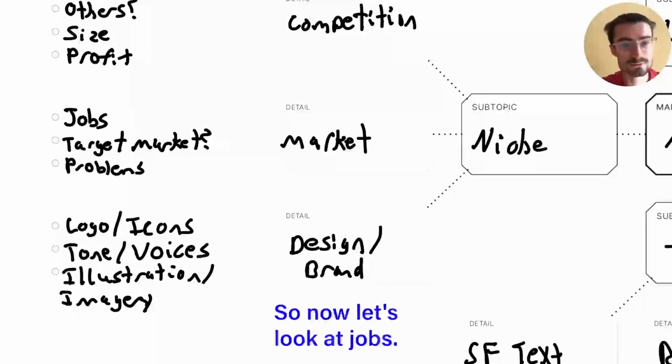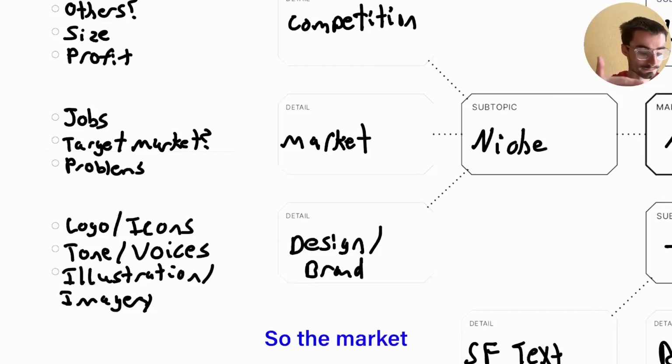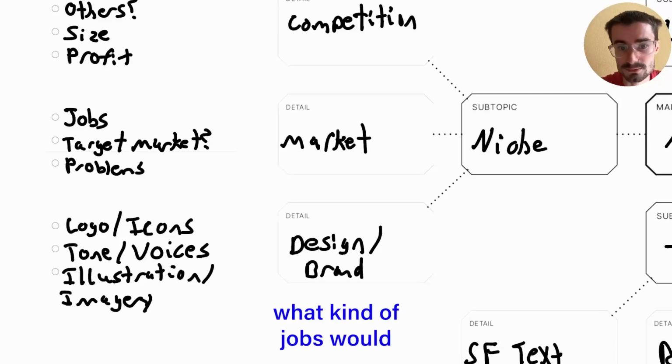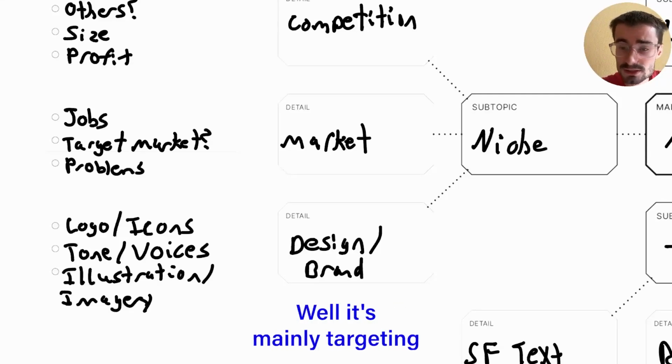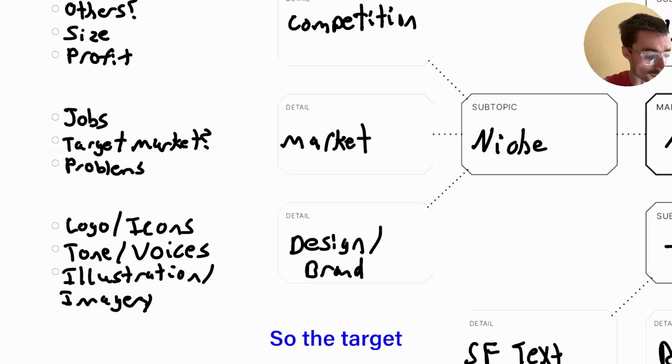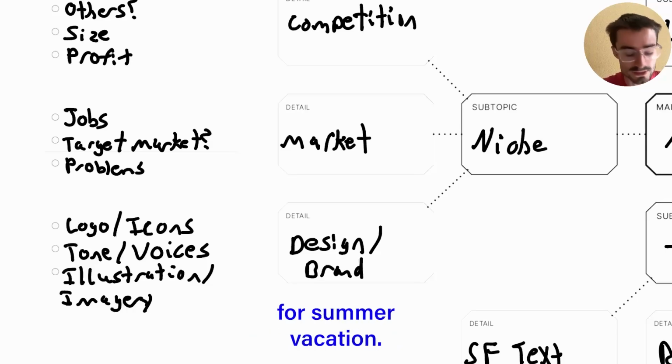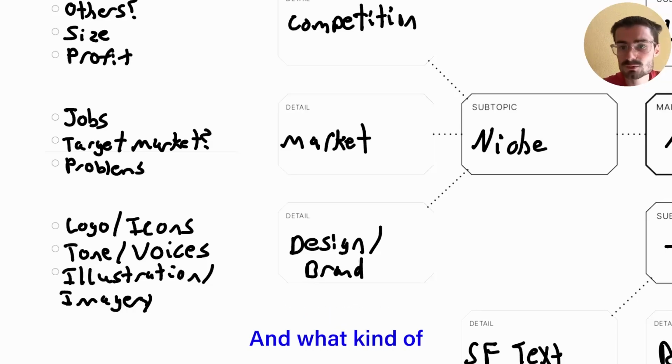So now let's look at jobs. So the market. What kind of jobs would this market be interested in? Well, it's mainly targeting teenagers. Okay. So the target market is teenagers, college kids who are returning from summer vacay, or who are returning from college for summer vacay. And what kind of problems would they have, right?